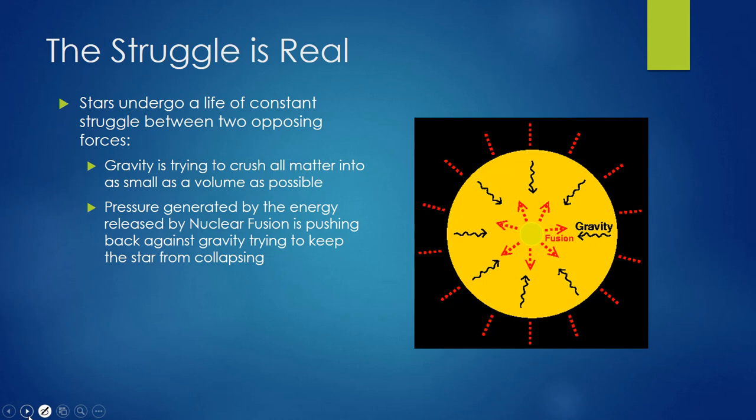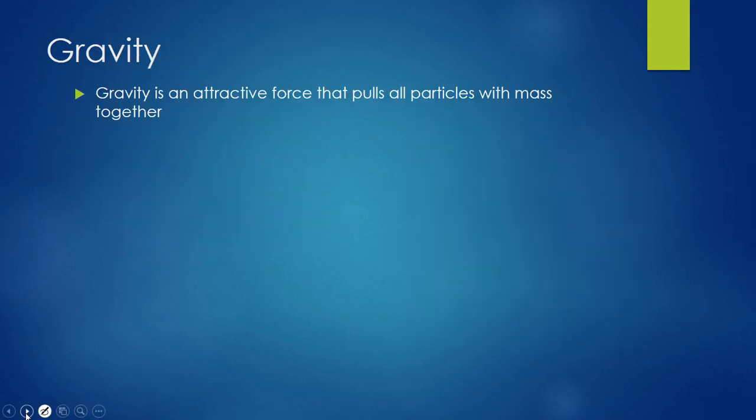And then there's fusion, which is generating lots of heat, lots of energy, and that energy is trying to expand, right? It makes those particles move faster and spread out. So there's this pressure trying to push the star apart from the nuclear fusion, and there's gravity trying to collapse it together. Now we want to get a little bit closer into how gravity works, because it is an attractive force that pulls all particles with mass together, and you guys are familiar with it.